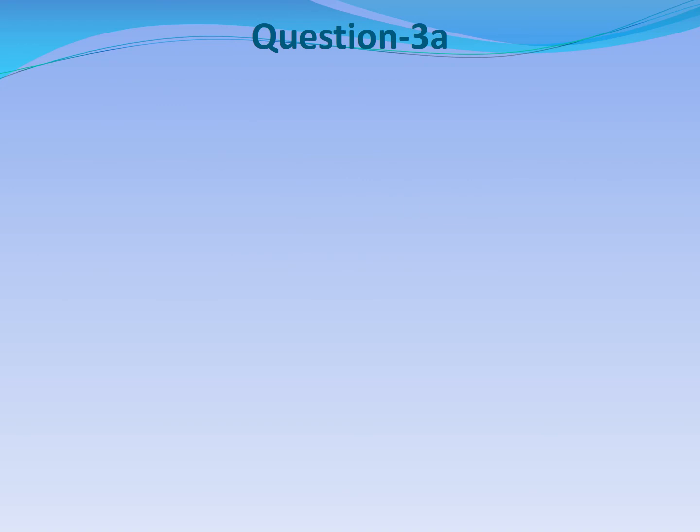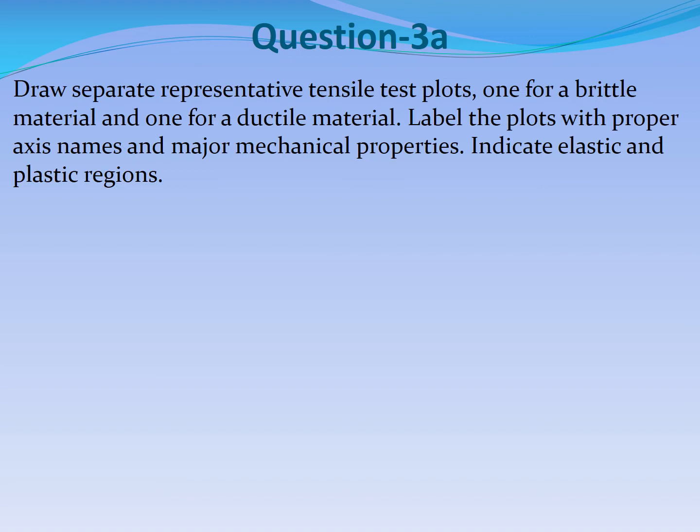Let us now go to question 3. It was in more than one part. Question 3A: draw separate representative tensile test plots, one for a brittle material, one for a ductile material. So a rough graph. Tensile test of course means stress strain. Label the plots with proper axis names and major mechanical properties. So write the names of the vertical and horizontal axes and mechanical properties. Indicate elastic and plastic regions.